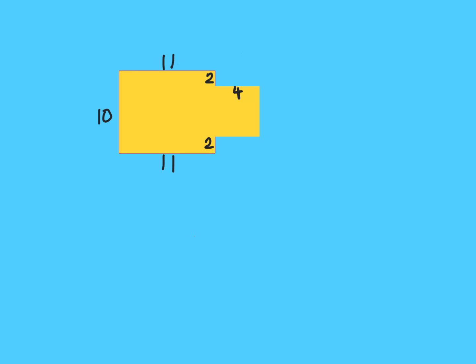Okay, so we're going to find the area of this type of shape. Now we know when we're looking for area of a rectangle, it is length times width. So if we were looking for the area of this, it would be 10 times 8, and it would be 80. Simple. But we're not going to keep it that simple for this.